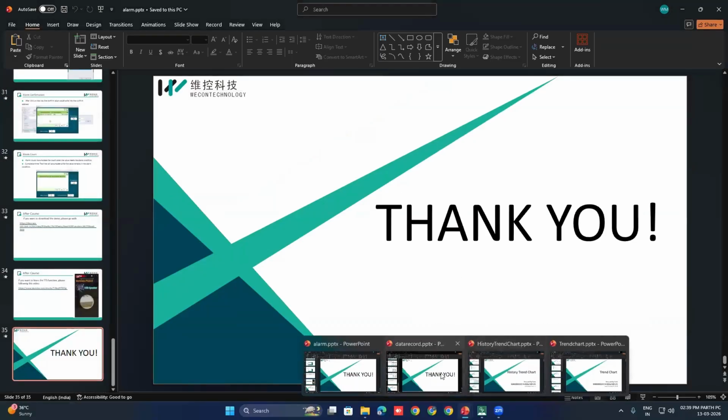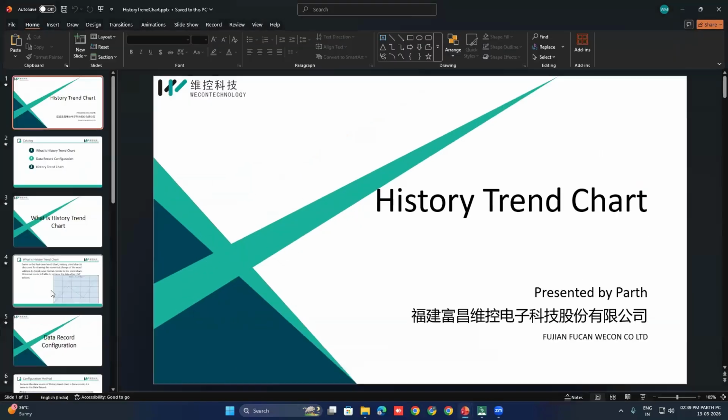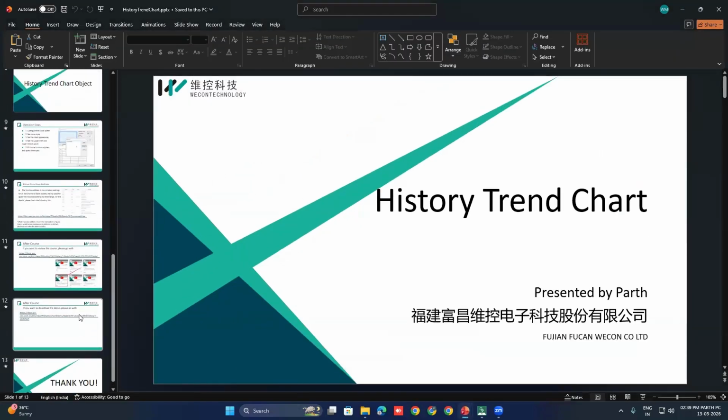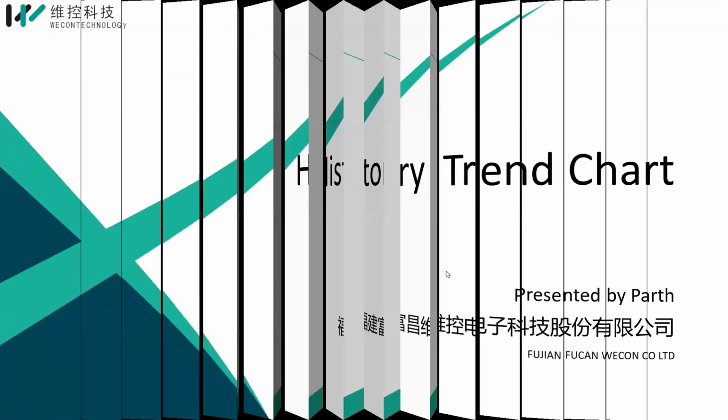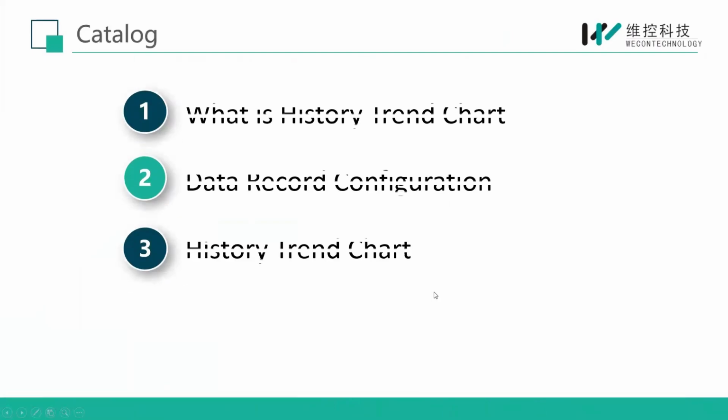So this is the content of alarm. Now we will move on to the history trend chart. Yes, now we will move on to the history trend chart. Let's start. In this history trend chart, there are three topics: data record, configuration, and history trend chart.